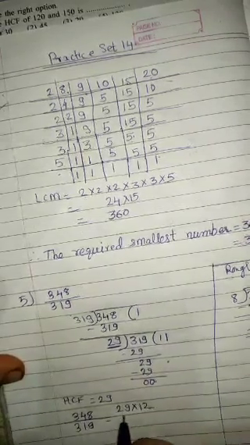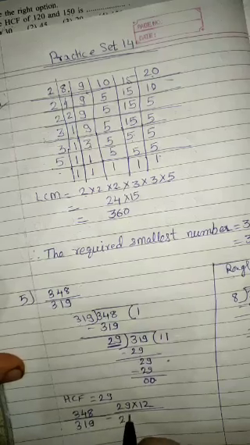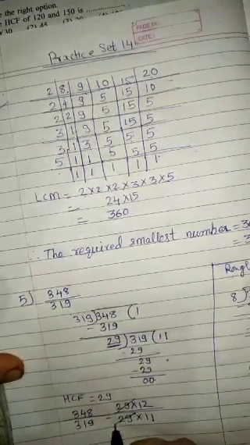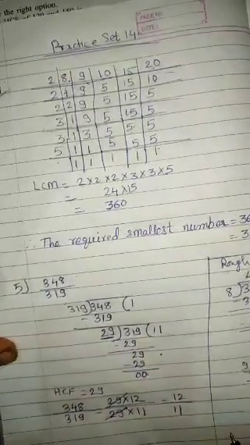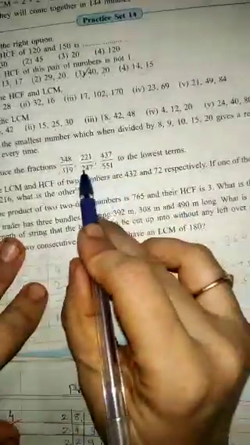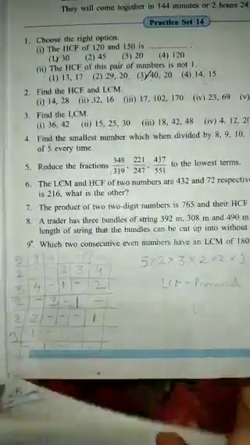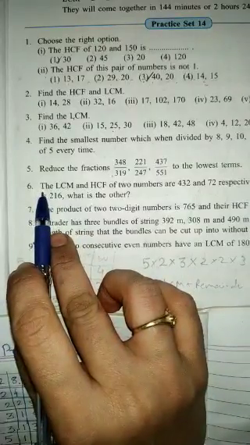29 12s are 348 and the factors of 319 are 29 11s. Okay, now 29 and 29 will get cancelled and your answer is 12 upon 11. Okay, now similarly you have to solve the remaining two sums from your practice set 14. Now we will move to the next one, that is question number 6.